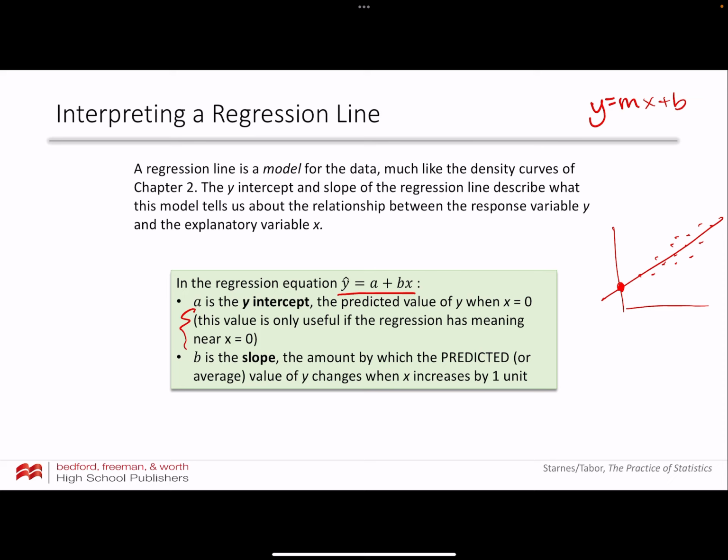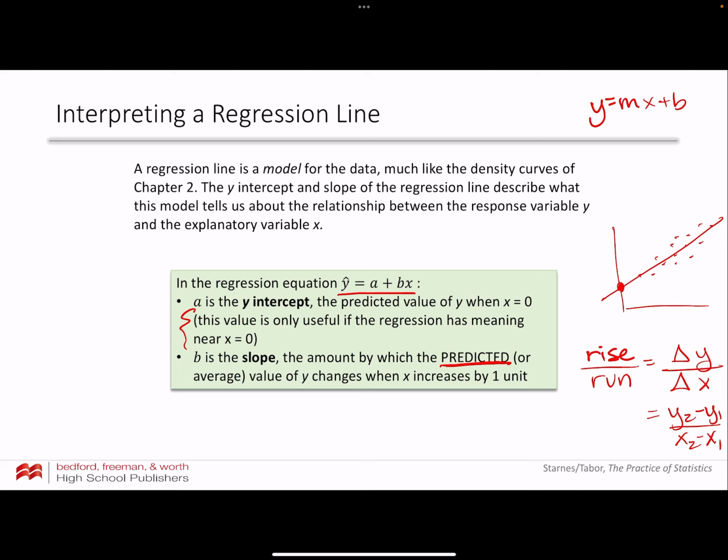On the other hand, b is the slope, the amount by which the predicted or average value of y changes when x increases by 1 unit. So this is also going to be important. You know that slope is rise over run, right? Or in other words, the change in y over the change in x, like y2 minus y1 over x2 minus x1. Remember all these formulas.